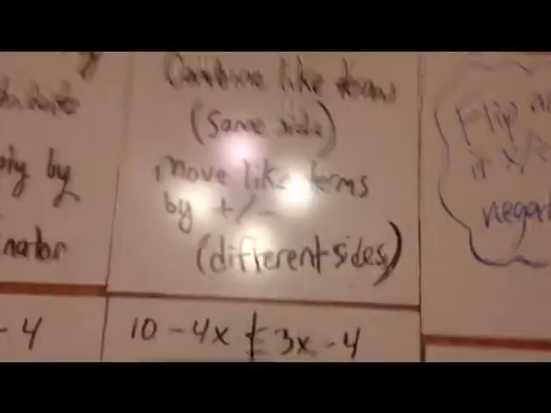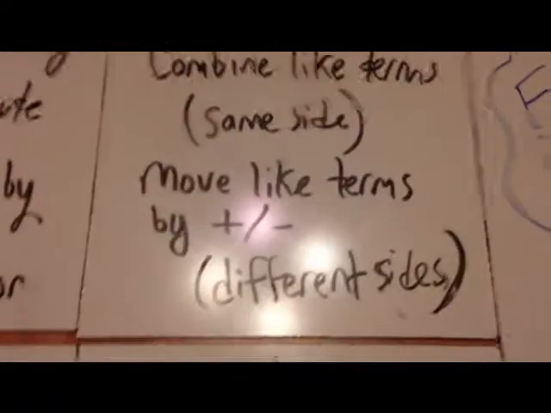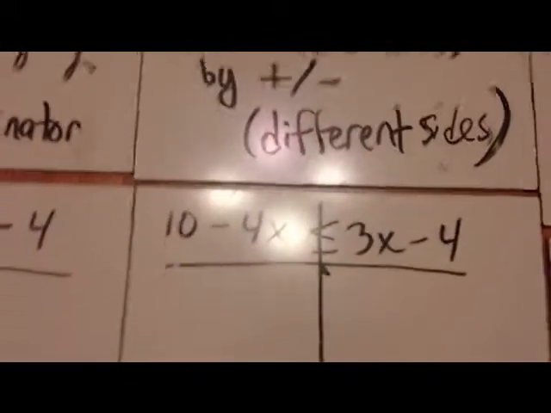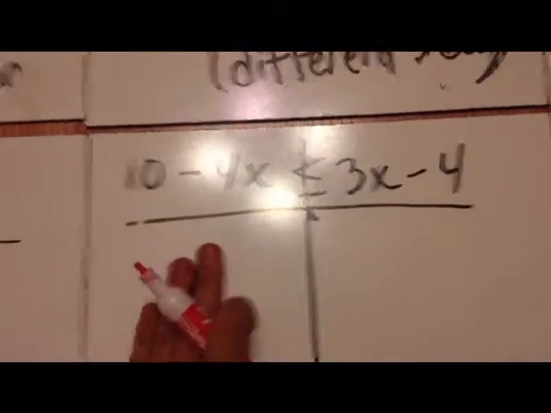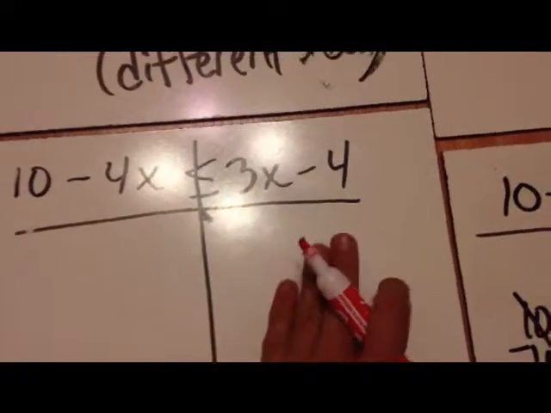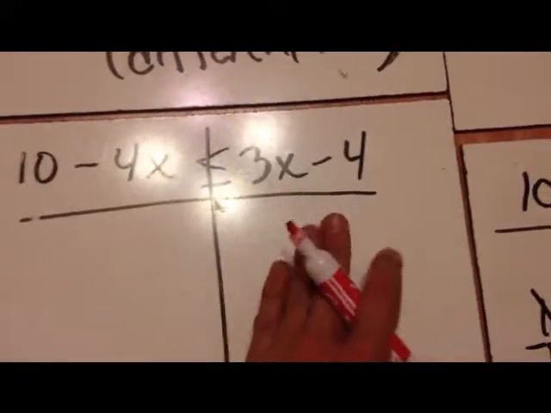After that, you look to combine like terms. If you have like terms on the same side, you just combine them. But if they're on different sides, you have to move them by adding or subtracting. So in this case, on the left-hand side, we have 10 and negative 4x. They are different, so you can't combine them. Over here, we have 3x and negative 4. They're also different, so we can't combine them.